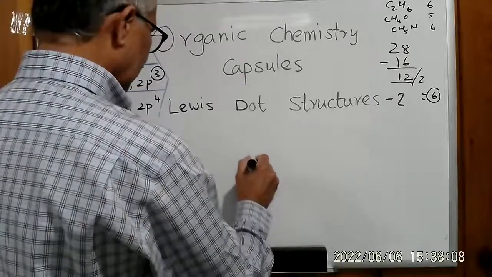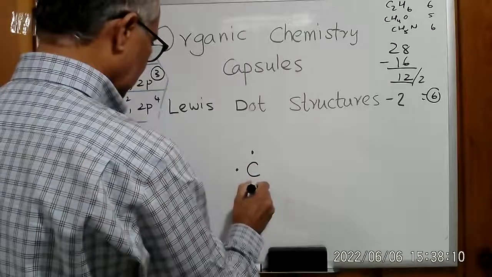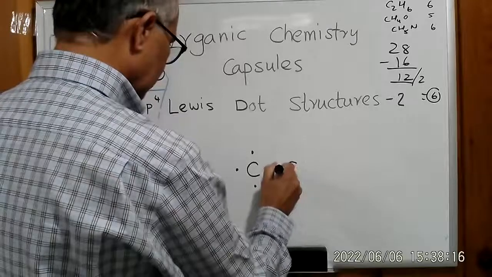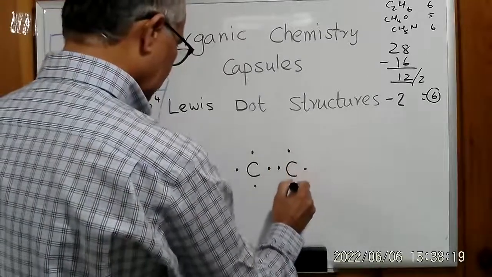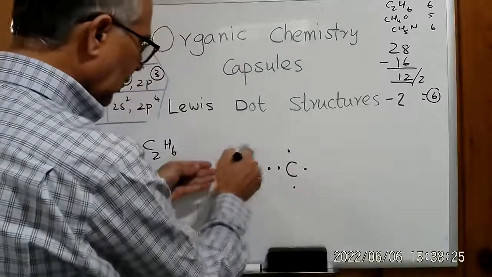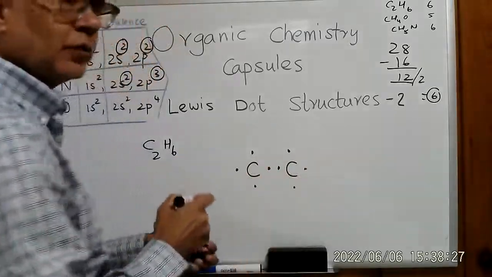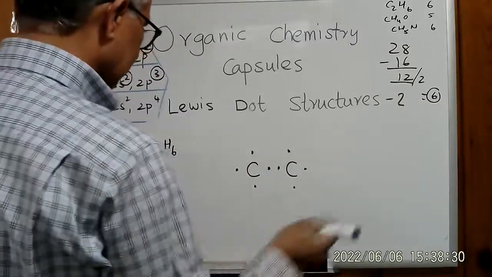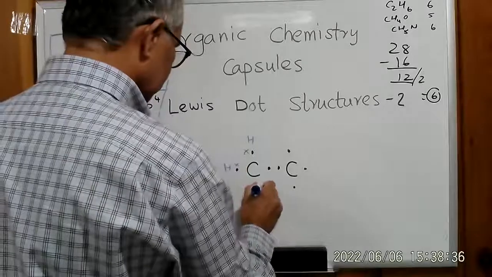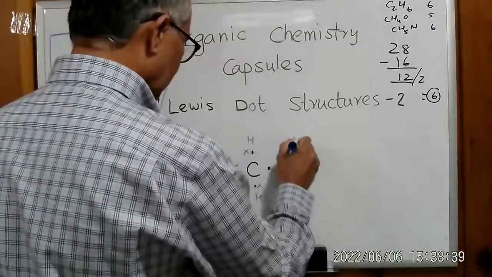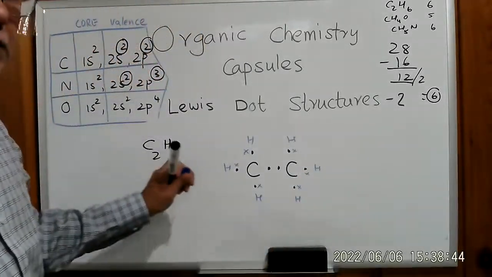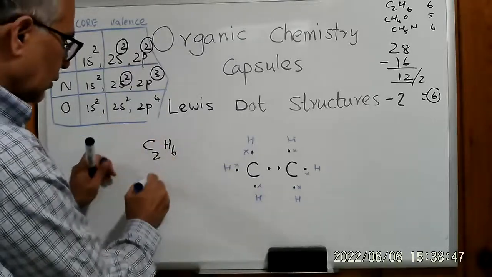So put a carbon in the center. Let's say carbon 1, and carbon 1 is bonded to carbon 2. So you see 1 bond there. Now you notice it's not complete, it's incomplete. So we need to bring in the hydrogens. So the hydrogens are coming in: 1, 2, 3, 4, 5, 6. So this is the Lewis dot structure for this molecule.